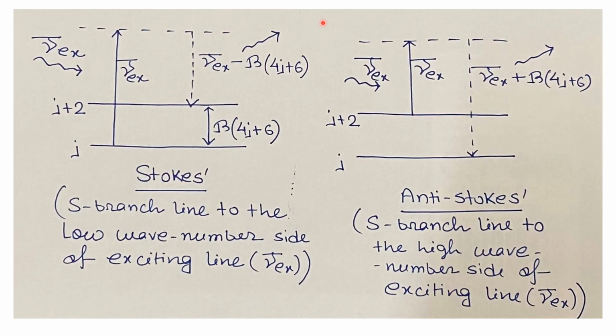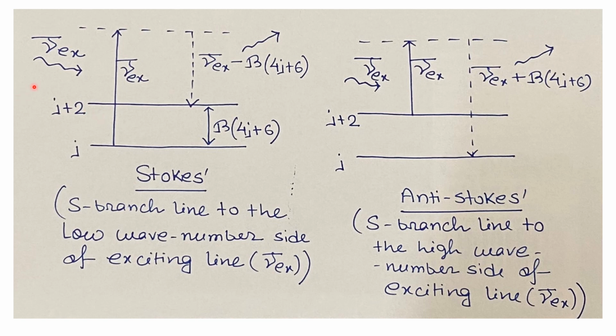Let us discuss the Stokes line and the anti-Stokes line in Raman spectroscopy with the help of schematic diagrams. The left schematic diagram refers to the Stokes transition in Raman spectroscopy. Let us consider two energy levels having the rotational quantum numbers J and J plus 2. The rotational quantum number J gives the lower energy level and J plus 2 gives the higher energy level.